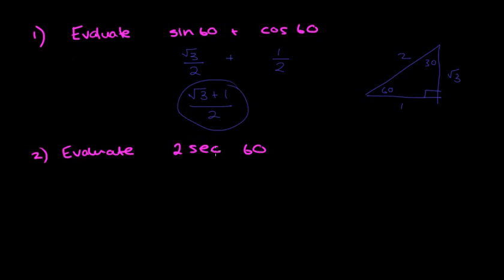2 sec 60. Well, sec is the inverse of cos 60. We know that cos 60 from above is 1 over 2. So if we're doing 2 lots of sec 60, we're doing 2 lots of 2 over 1 because it's the inverse of cos 60, which equals 2 times 2 over 1, which is simply just 4. Okay, so you have to remember the trig ratios of sec, of cosec, and of cot as well to make sure that we know how to do these.